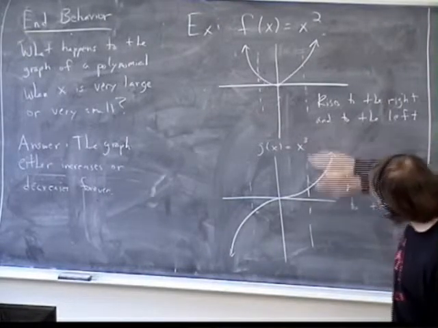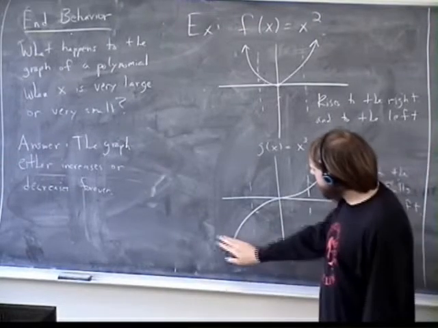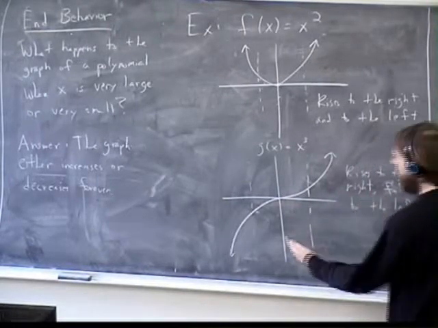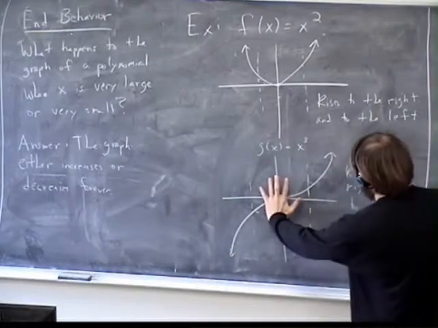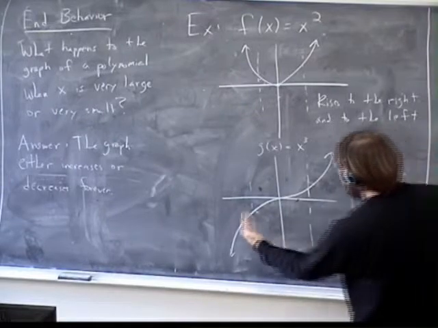Now, x cubed is different. It rises to the right, but falls to the left. In other words, it's increasing as we go to the right, but decreasing as we go to the left. And again, we're ignoring this middle region, and we're just looking at what happens when x is very large or very small.